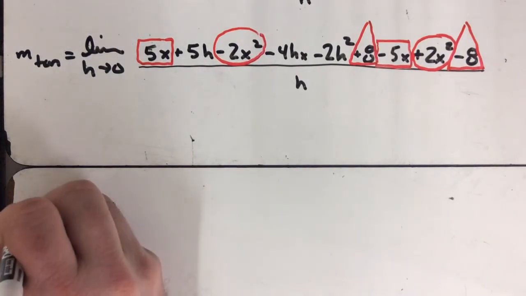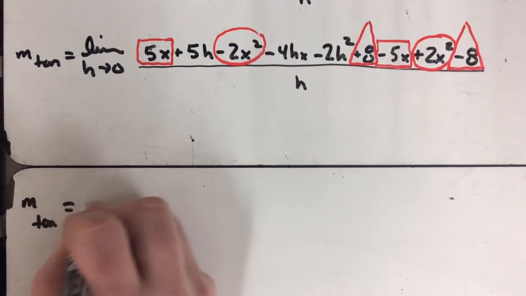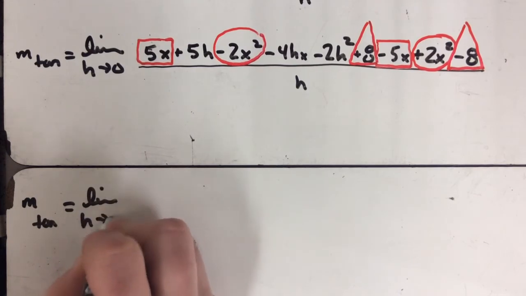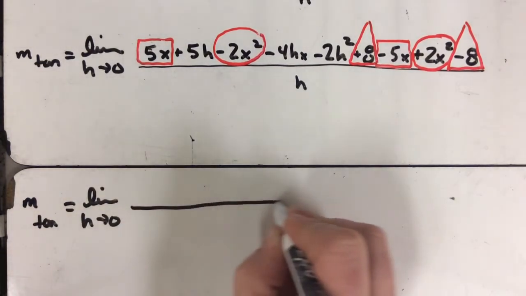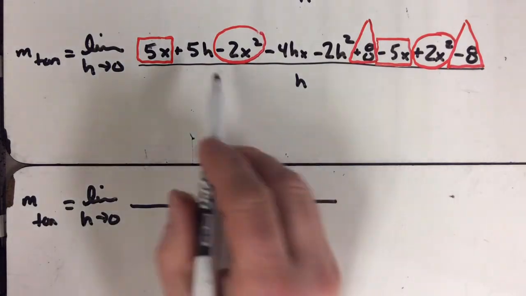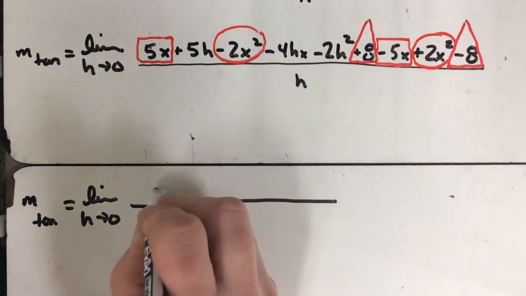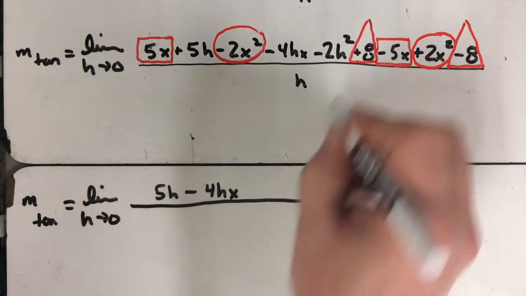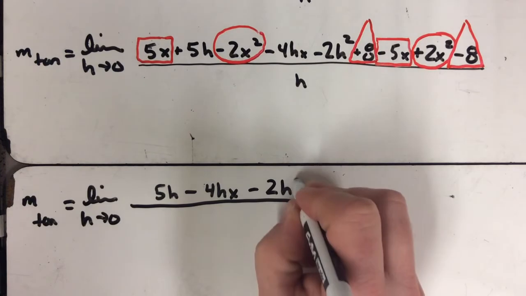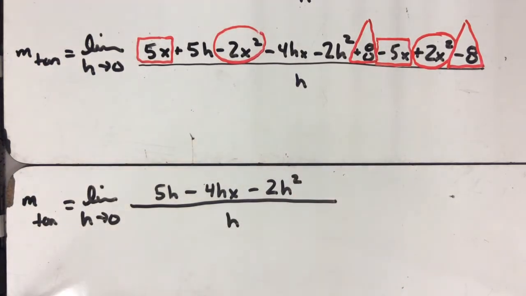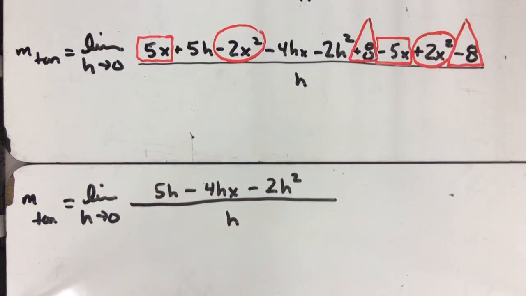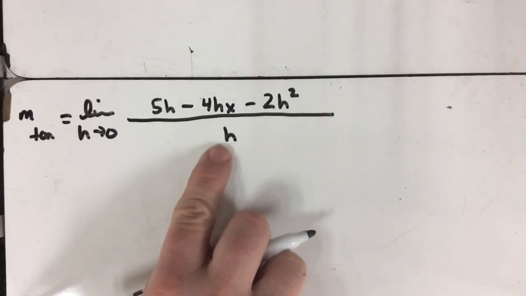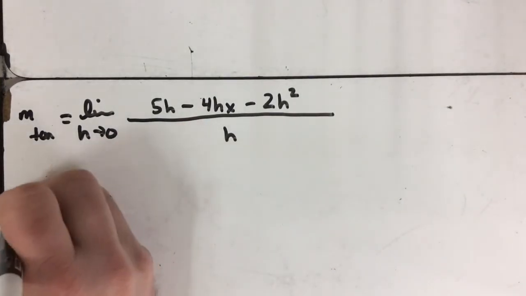So the slope of our tangent line is equal to the limit as h approaches 0 of, a little shorter fraction this time. Up in the top, the only things that are left, the 5h, the minus 4hx, and the minus 2h squared. And then down in the bottom, we just have h. After we get all of those terms that don't have h's to cancel, then what we want to do is cancel the h in the bottom with the h's in the top.